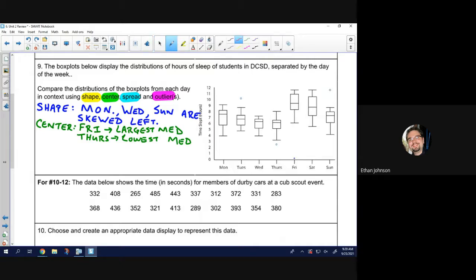Spread. So spread is going from one bar to the other bar. So we're looking for the largest grouping. It looks like Monday could be close, but going farther down, it does look like Saturday beats them all out. So for spread, once again, Saturday has the largest range.